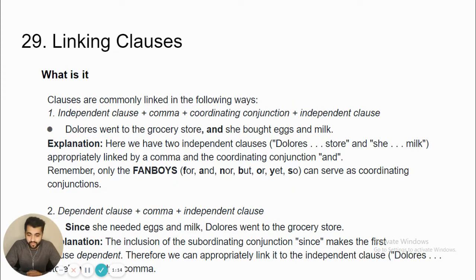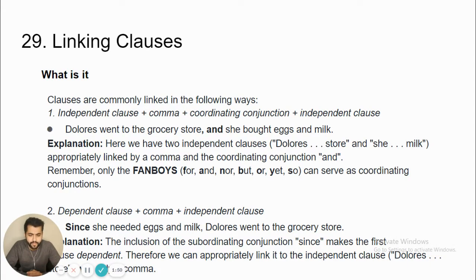Now, clauses are commonly linked in the following ways. Number one, independent clause plus comma plus coordinating conjunction plus independent clause. We've already covered this. So, Dolores went to the grocery store, comma, and she bought eggs and milk. Explanation: when we have two independent clauses, they can be linked by a comma, but you have to use a comma with a coordinating conjunction. Remember, only the FANBOYS (for, and, nor, but, or, yet, so) can serve as coordinating conjunctions.